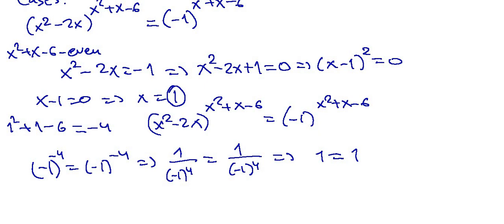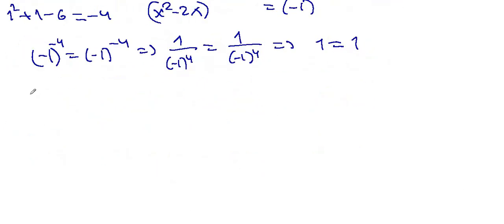So therefore, if we finalize, we have two solutions: x1 is equal to 1 and x2 is equal to minus 3. So this is our final answer.